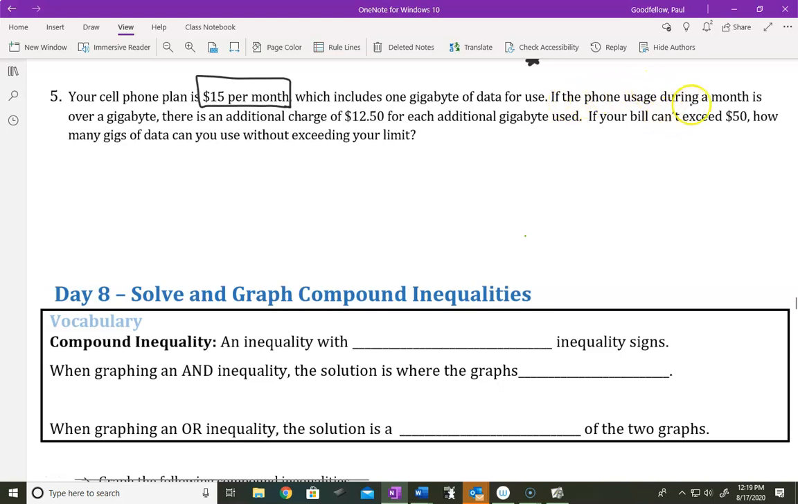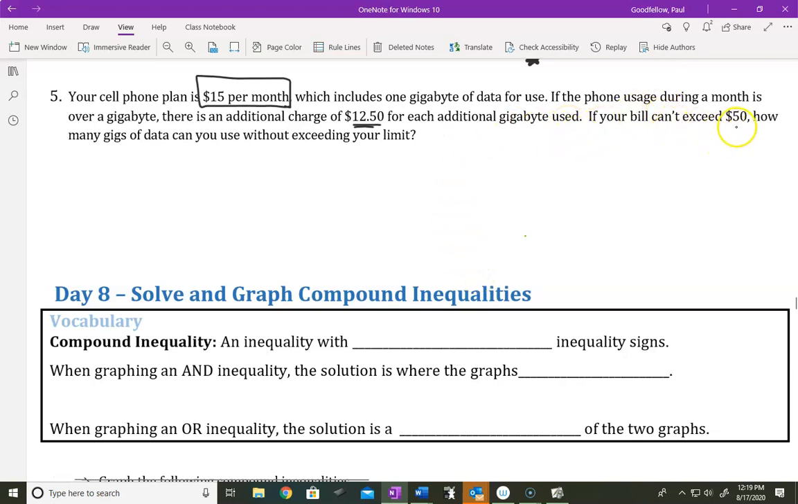If the phone usage during the month is over a gigabyte and you end up going over that particular plan, they charge you an additional $12.50. This is what a lot of you guys move away from, trying to get to an unlimited plan, but I work on a plan like this for my own family. We only get 4 gigs for the whole family, and if you go above and beyond that, then it ultimately costs you.